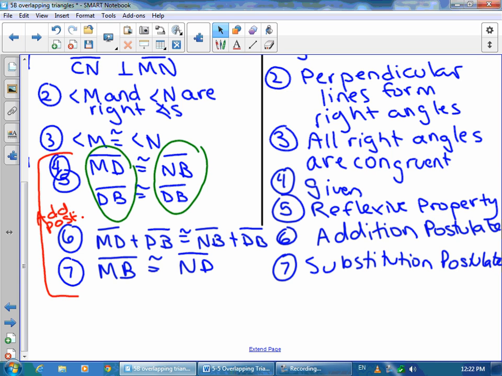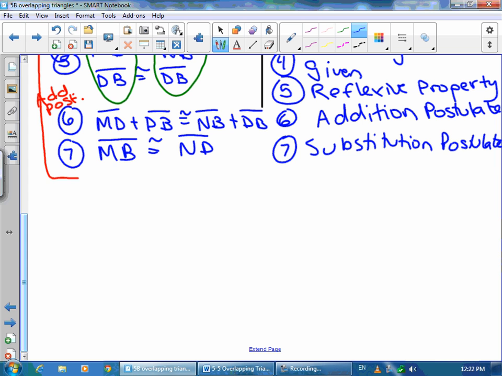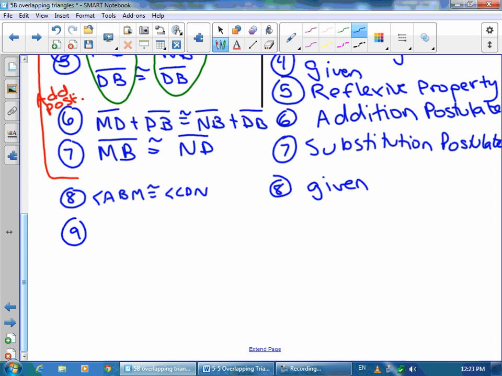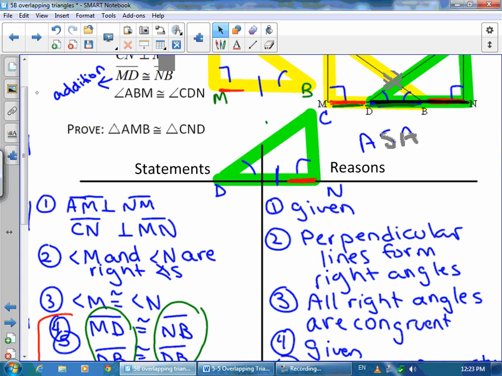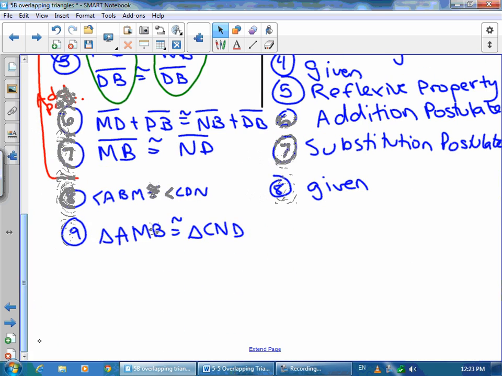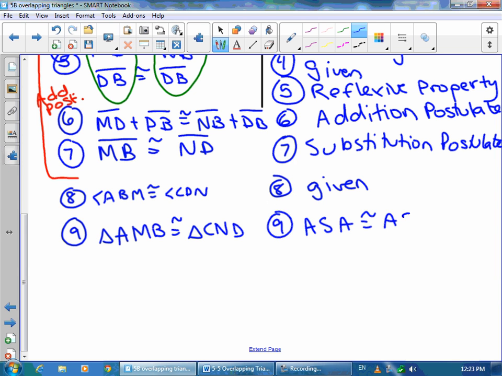And then lastly, we have one more given. Angle ABM is congruent to angle CDN. That's given. Now we have enough information, we can go to our proof. Triangle ANB is congruent to triangle CND. Let's just look up again real quick to make sure we have the right method. Angle side angle congruent to angle side angle. Okay, so that was 3 proofs with overlapping triangles, and in class tomorrow we'll be working on more of them.